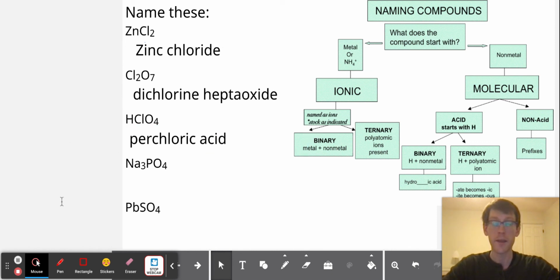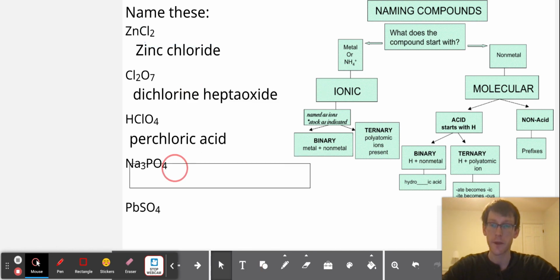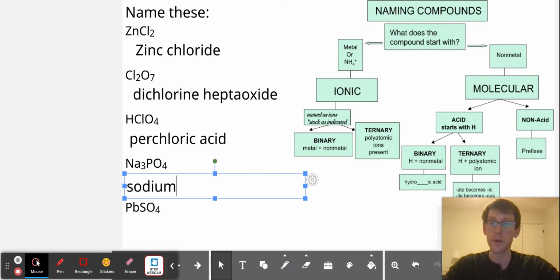Next, we have Na3PO4. Na is a metal, and so we do not need to use the stock system because sodium is only ever going to be +1. So the fact that this is a ternary ionic compound is indicated by the fact that we have not just sodium and phosphorus, but also oxygen. So there are 3 different elements. We would have to either have it memorized or look up the PO4 anion, and it's actually going to be PO4 with a -3 charge. It is phosphate. So we simply name this sodium phosphate.